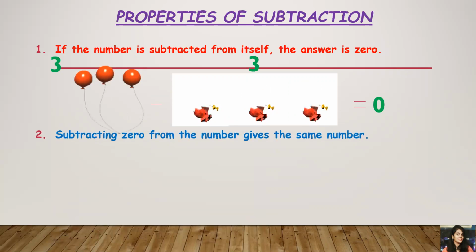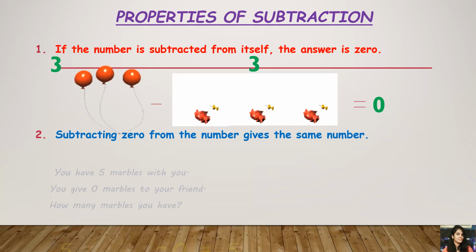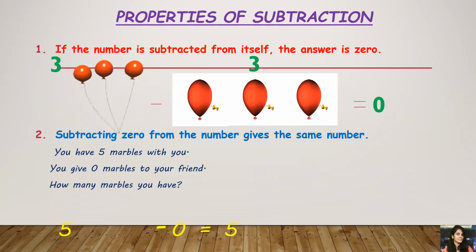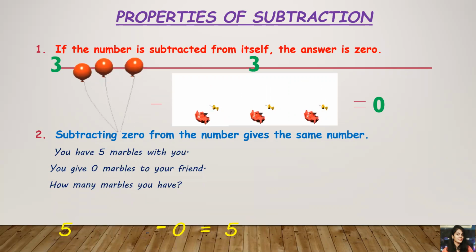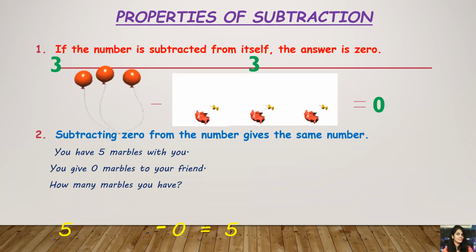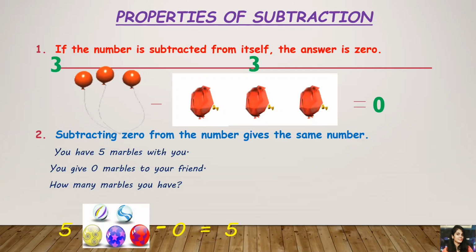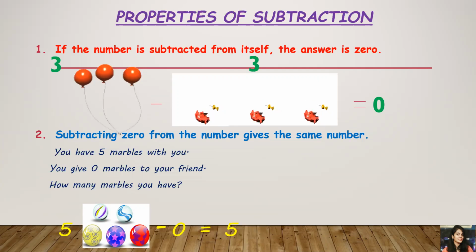Second property. Subtracting 0 from a number gives the same number. You have 5 marbles with you. You give 0 marbles to your friend. How many marbles do you have? 5 marbles minus 0 equals 5.